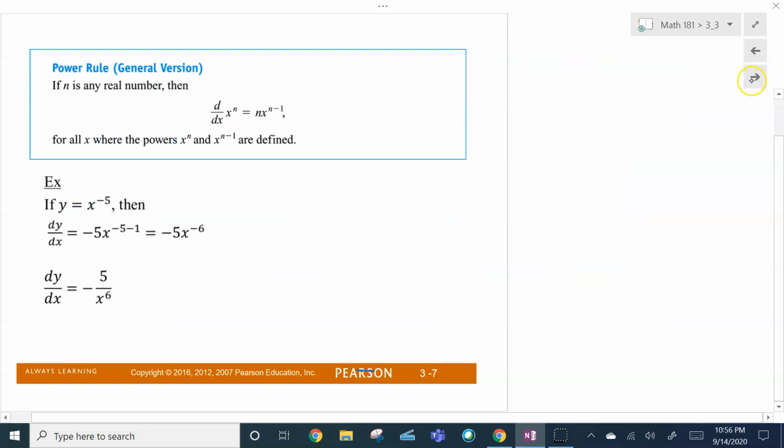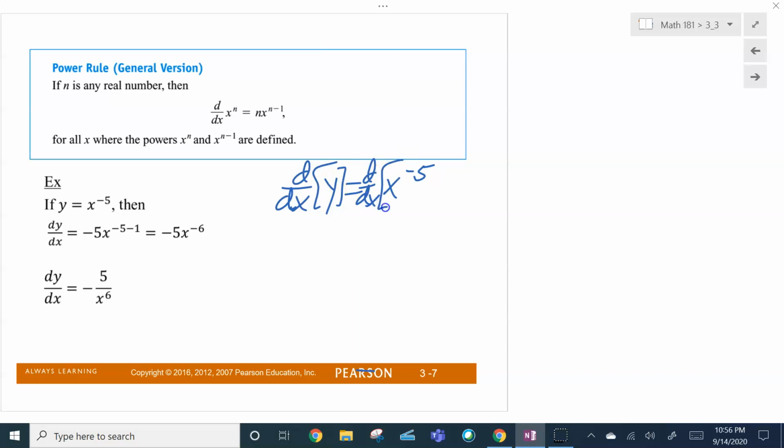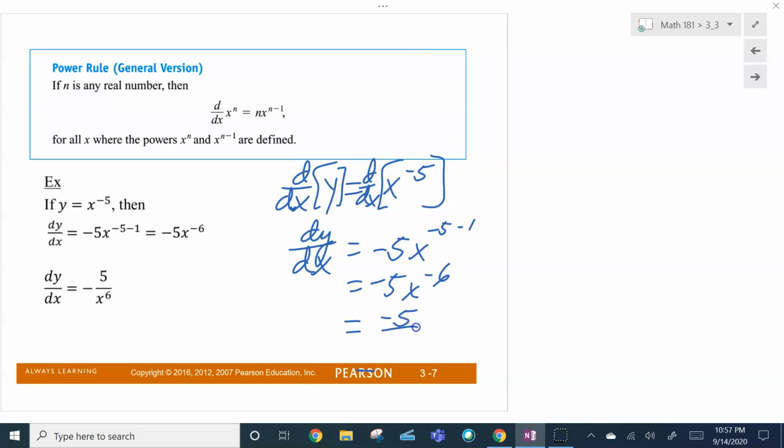Y equals x to the negative 5. I'm just trying to use different notations for you guys. If I run the derivative on both sides here, I have dy dx equals negative 5x to the negative 5 minus 1. So negative 5x to the negative 6, or negative 5 over x to the 6th. There's dy dx.